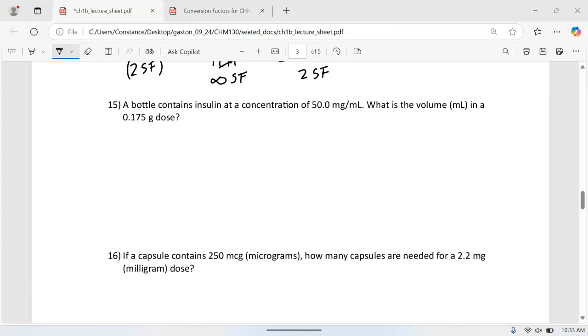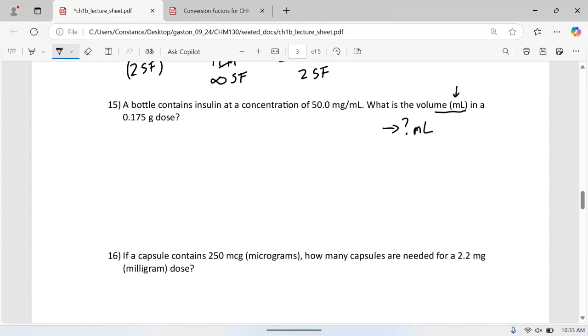So, number 15, we have a bottle containing insulin at a concentration of 50 milligrams per milliliter. What is the volume in a 0.175 gram dose? So remember, our first step is to determine what's our given, what's our target, what are our conversion factors, right? The target tends to be the easiest to find, which is what they're asking for. And they are asking, what is the volume in milliliters? So I know at the end of all this, I need to get to milliliters.